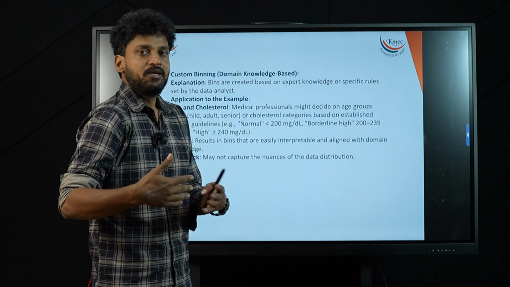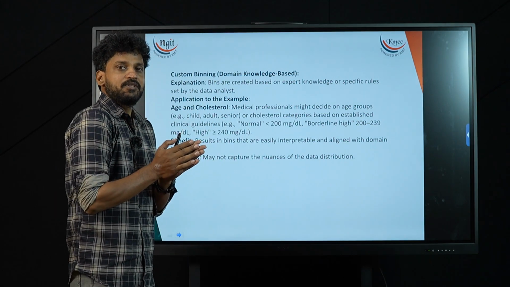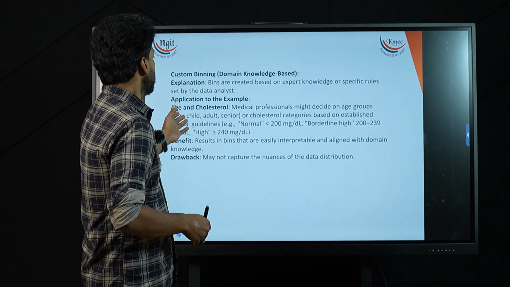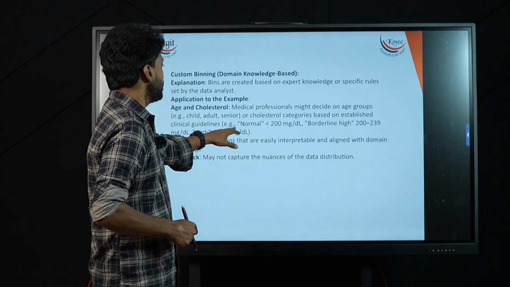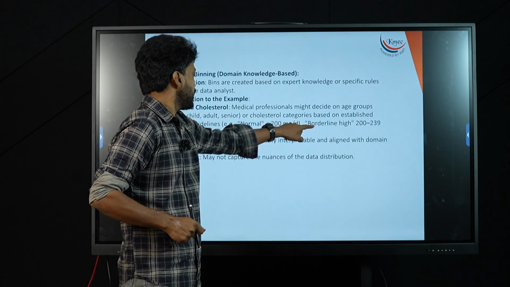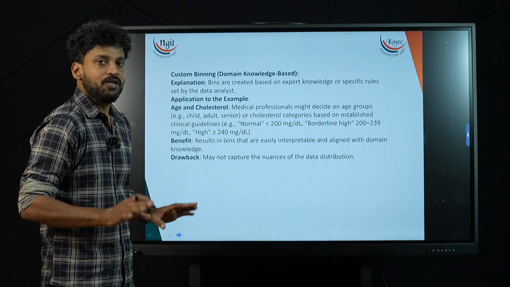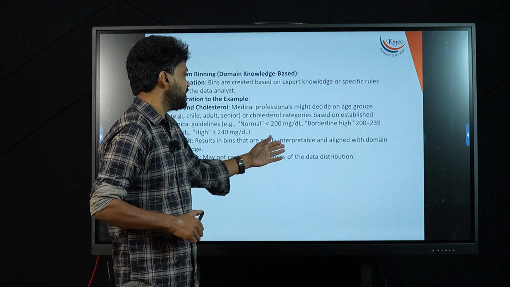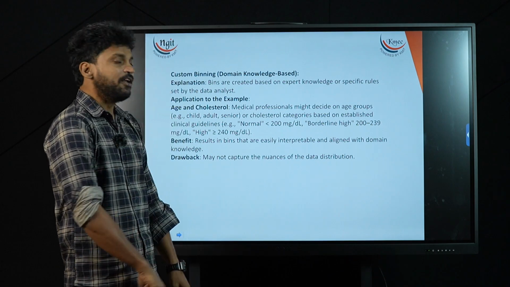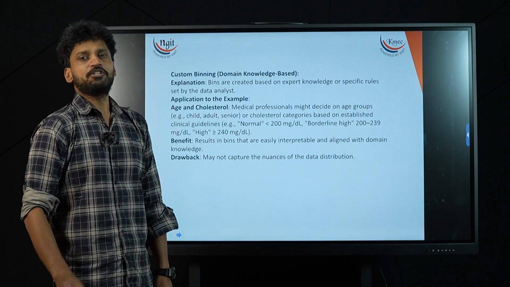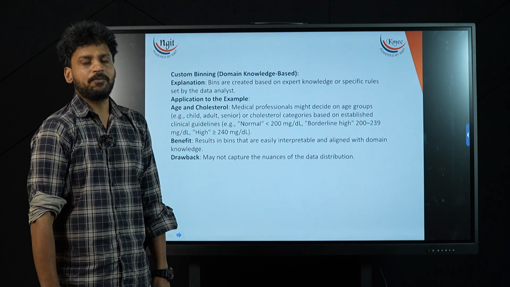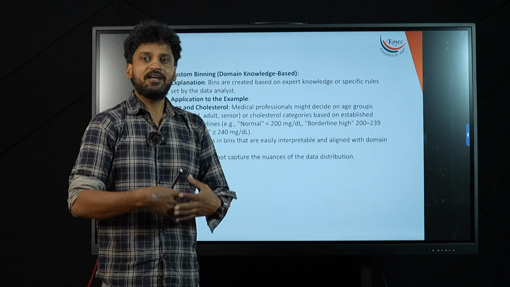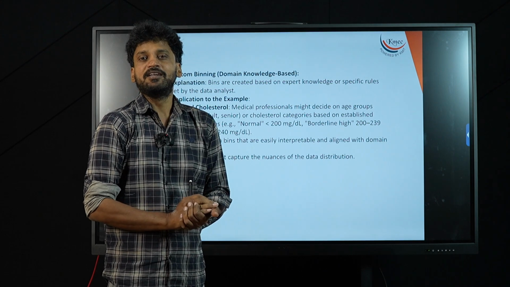Okay, so this comes with the expertise under the specific domain. Here, the cholesterol will be divided into 3 categories. One is normal, second one is borderline high, and a high. This can only be done by the experts. Benefit is results in bins that are easily interpretable and aligned with the domain knowledge. The doctor, because eventually this model is going to be utilized by the doctor, and he will be able to use his bins to analyze and predict the data very, very easily indeed.